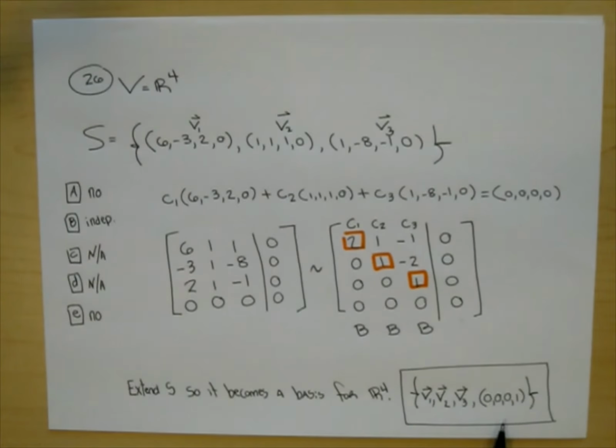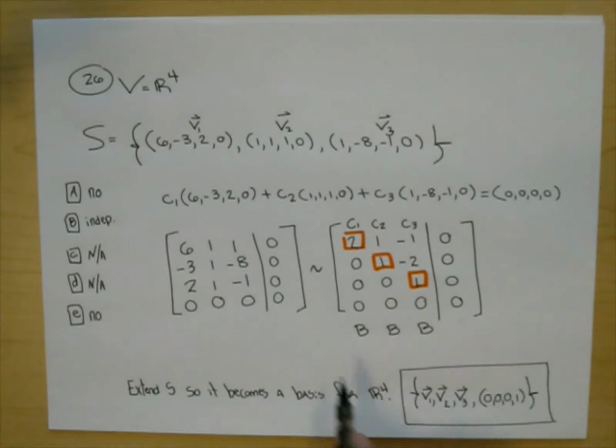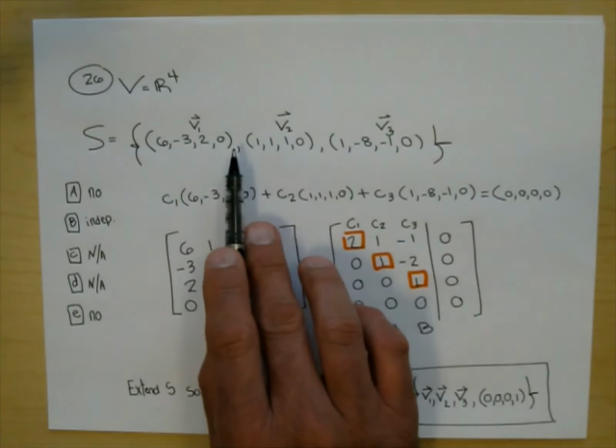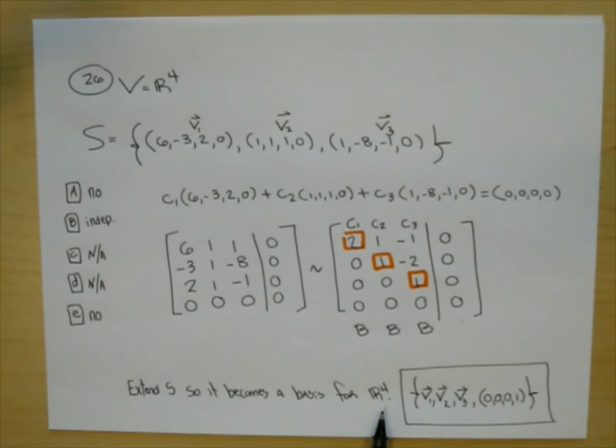Now we can check to see if this is correct by checking for independence, putting a plus C4 times this. I can actually see that it's going to work out, and I'm going to move on to the next problem. We wouldn't want to put 1, 0, 0, 0, because then I believe you would have a dependency relationship. Because all those vectors had 0 for the last coordinate, and you want to extend S so it becomes a basis for R4, we had to put the vector that had a 1 right there. There couldn't be a 0 on that vector.